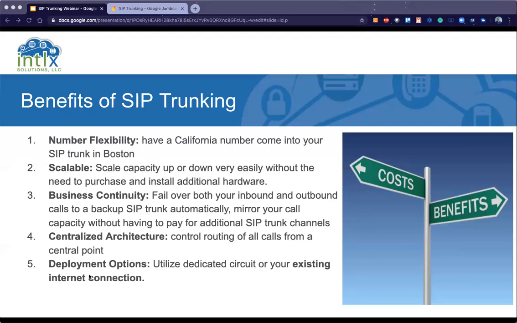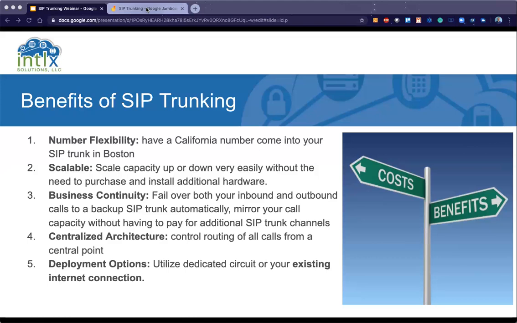And the last one, which we chatted about a little on the previous slide, is the deployment options. We have some flexibility. If you have special requirements, maybe security requirements, or you already have an existing connection with a carrier and it's cheaper for you to utilize their connection, we can use an MPLS connection, or a connection right into their data center. Or we can use your internet connection to deliver the SIP trunking services. I think those are really compelling reasons to think about SIP trunking, and most of those are things we can't even imagine doing with legacy TDM trunking.